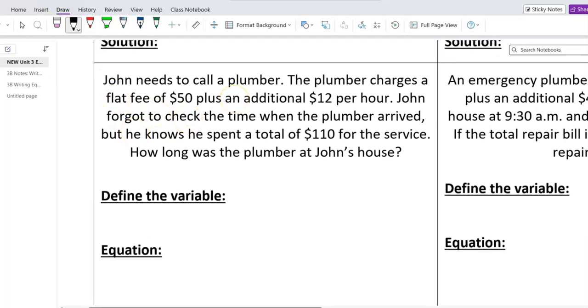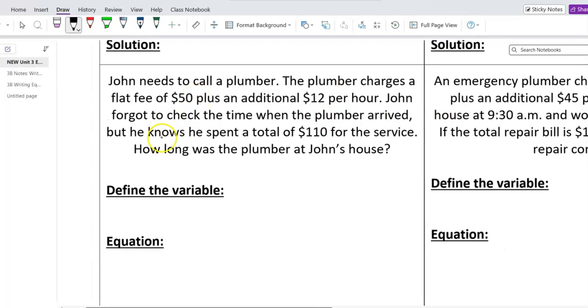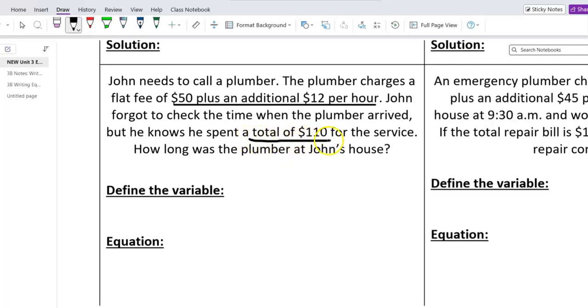The plumber charges a flat fee of $50 plus an additional $12 per hour. John forgot to check the time when the plumber arrived, but he knows he spent a total of $110 for the service. How long was the plumber at John's house? So some key information here. We've got this right here, 50 plus an additional 12 per hour. We know the total is 110.